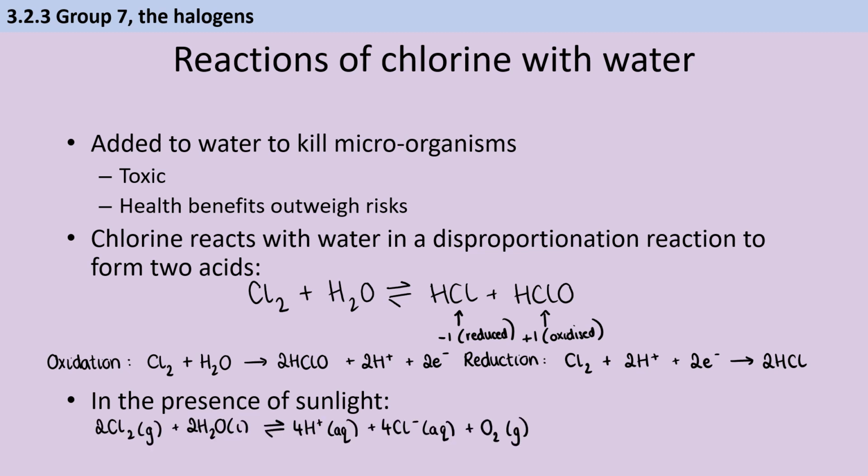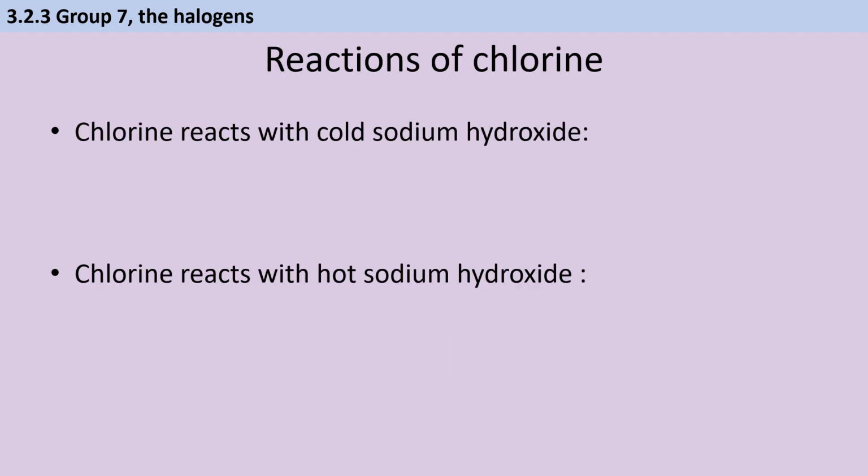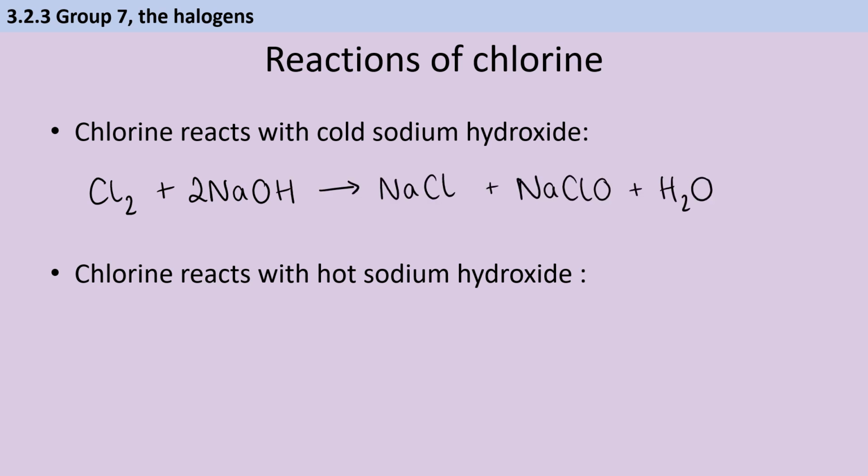In the presence of sunlight, we see a different reaction being undergone, and as well as hydrochloric acid, we also have the production of oxygen gas. When chlorine reacts with cold dilute aqueous sodium hydroxide, it produces 2 major products, sodium chloride and sodium chlorate. Going from the oxidation state of 0 in the elemental chlorine, in the sodium chloride, the oxidation state of chlorine is -1, and in chlorate, it's +1. So this is another example of a disproportionation reaction.